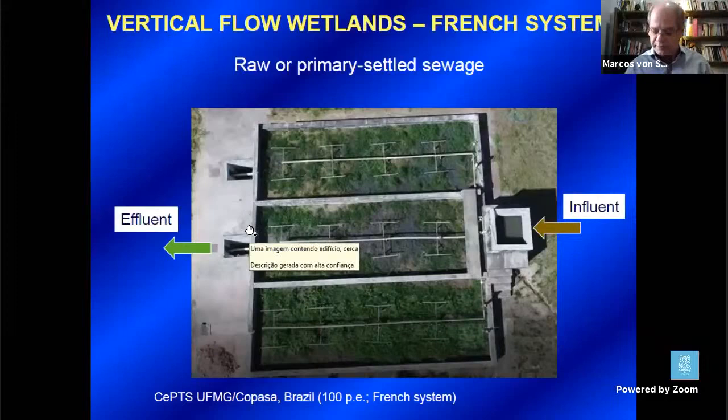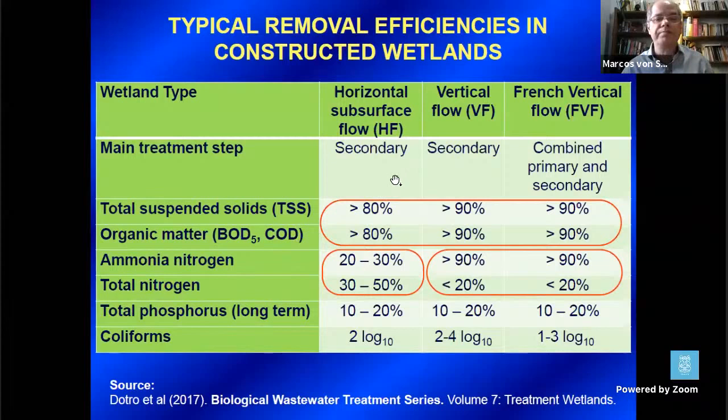Okay, typical removal efficiencies, I would say, for the different variants here: horizontal flow, vertical flow, French system. In terms of BOD and suspended solids, we could expect good removal efficiencies around 90%. In terms of ammonia and nitrogen removal, the horizontal units are not very efficient, but the vertical units are, because of this operation in pulses. After the liquid passes, the open space between the gravel, the void spaces, the pore spaces, are filled with air, oxygen. Then you can have nitrification, ammonia removal.